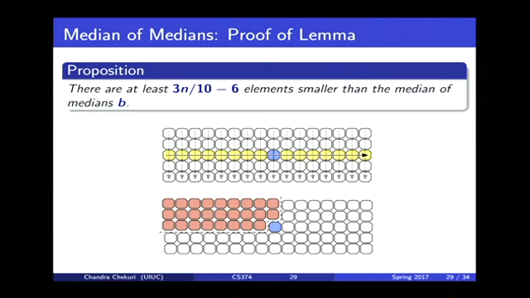I don't know what the relationship is. I have no idea. I have no information. Okay. So what we can argue is that there are 3n over 10 numbers less than the blue guy, and 3n over 10 numbers bigger than the blue guy. That's why the median of the medians is somewhere in between. But we don't know exactly where it is.